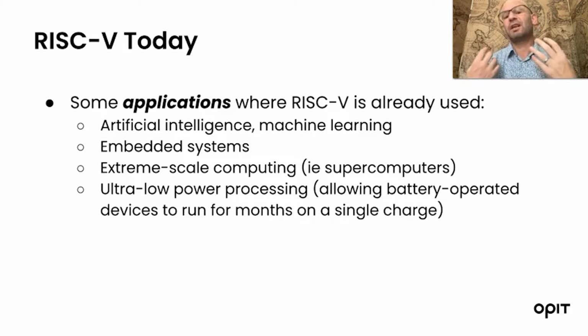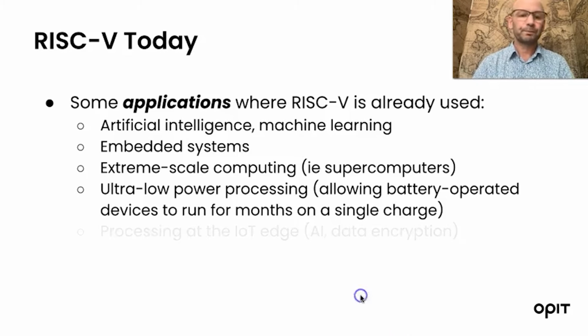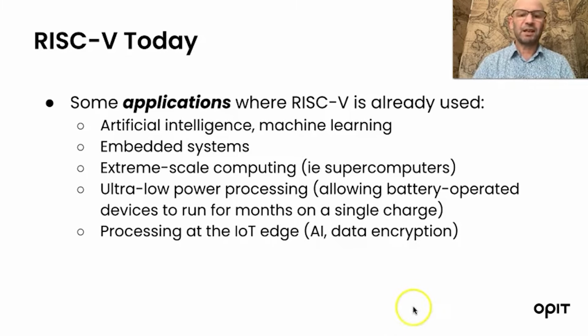So let's think of a weather monitoring station. So you have weather monitoring hardware that can run in very low power environments, maybe just off of a solar panel using RISC-V architecture, can run for a very long time on very limited resources. And then processing at the IoT edge, so the ability to interface with Internet of Things devices, to do AI, also to do data encryption on these sort of devices. So we see RISC-V architectures in a lot of these applications.